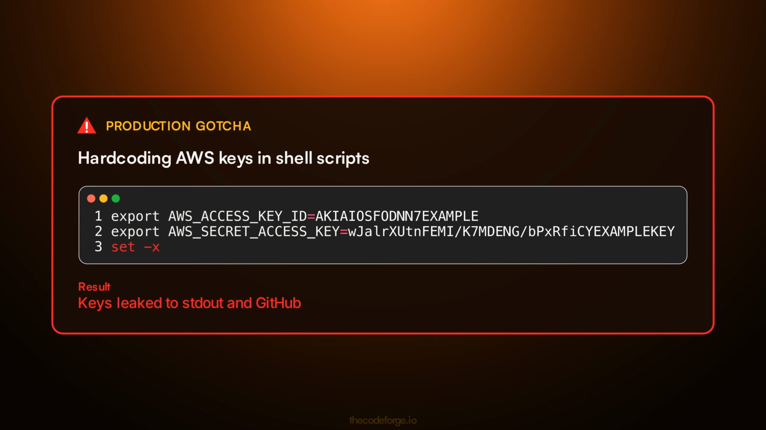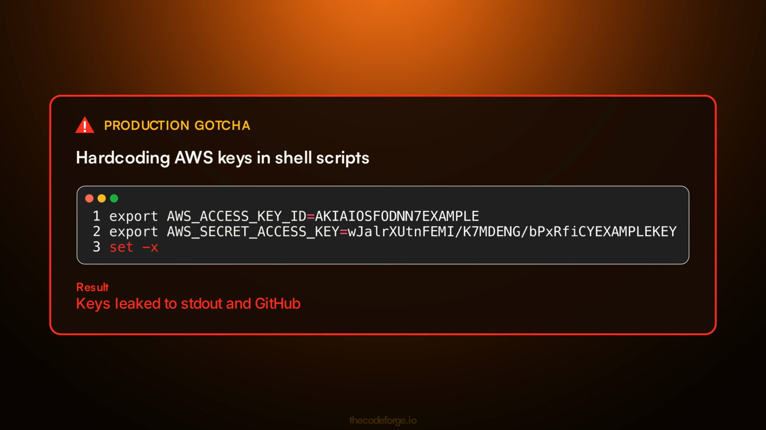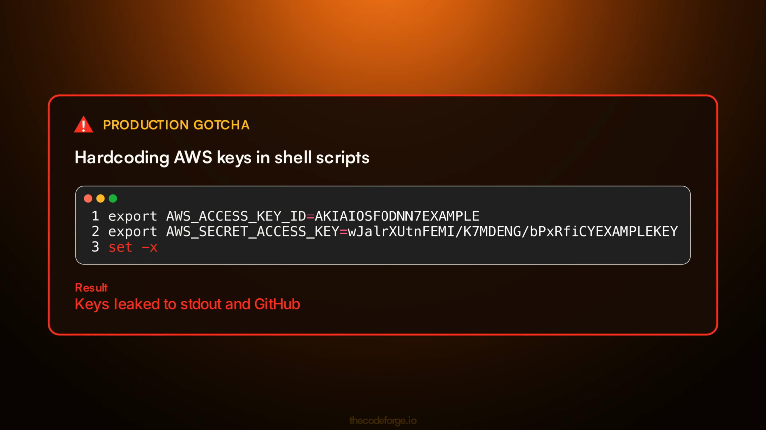This is the exact mistake from the incident. The script had static keys and set -x. The set -x line printed the keys to stdout, which ended up in a public GitHub repo. Never hardcode keys and never use set -x in production scripts.